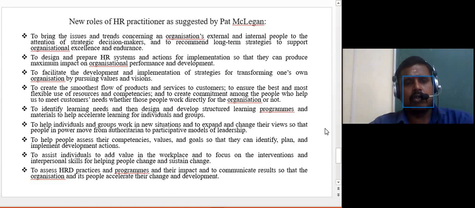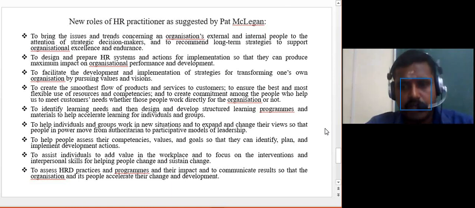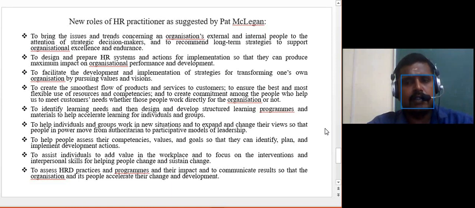And the third role: to facilitate the development and implementation of strategies for transforming one's own organization by pursuing values and vision. Because we are creating that vision statement, we are creating that mission and everything else. What we should do? We should analyze, we should facilitate, we should develop the strategies for transforming one's own organization by pursuing values and visions.